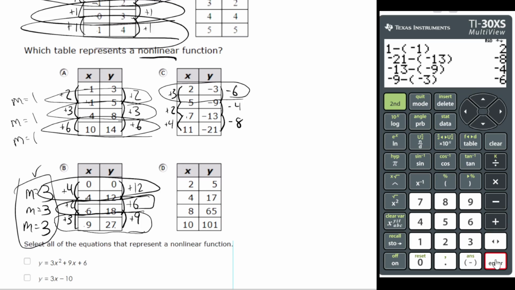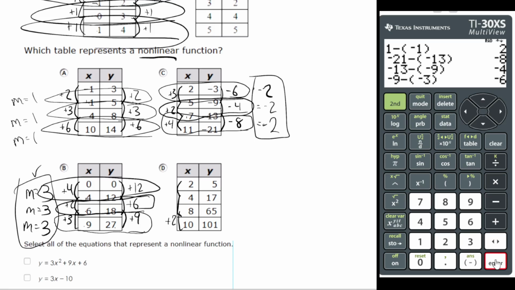So now we check our change in y over change in x. Negative 6 divided by 3 would be negative 2. Negative 4 divided by positive 2 would be negative 2. Negative 8 divided by 4 would be negative 2. So these are also consistent, so this is also linear. Now, by process of elimination, we should have D as the answer, but let's double check.